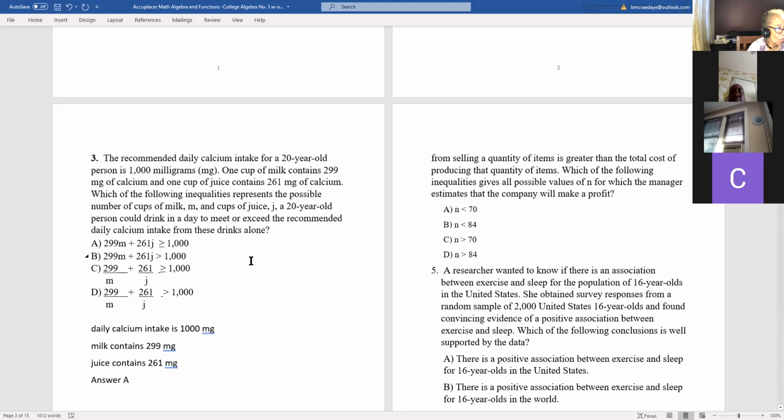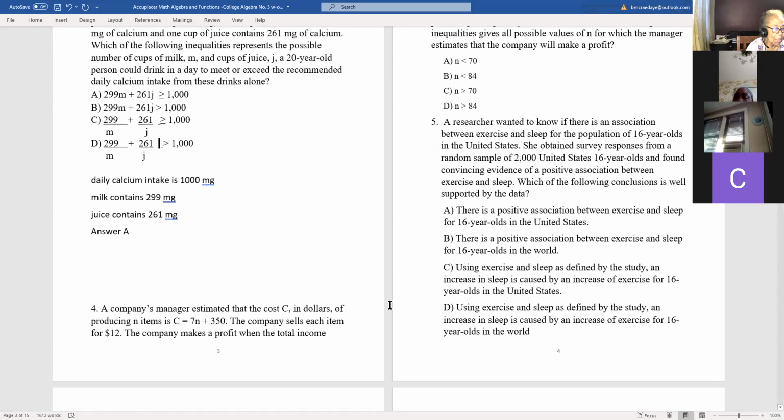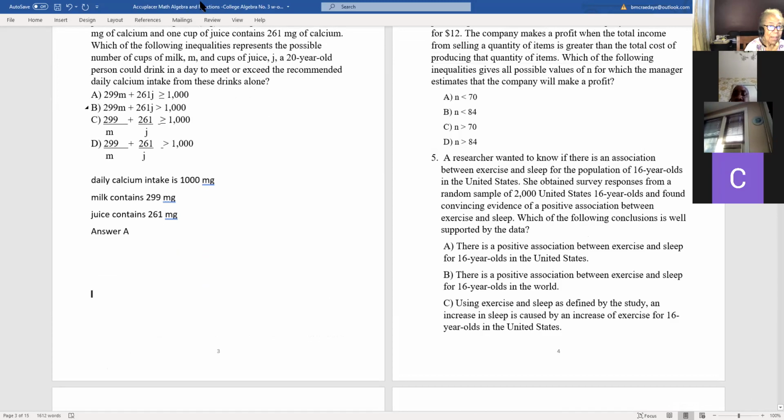Follow, Chastity? Yes, thank you so much. Okay. Meet or exceed. Meet equal, exceed greater. That's what inequalities are. They are greater than or equal, less than or equal, greater than, or it could be less than. Okay. Any questions? Number 3. Okay. Let's go to number 4.